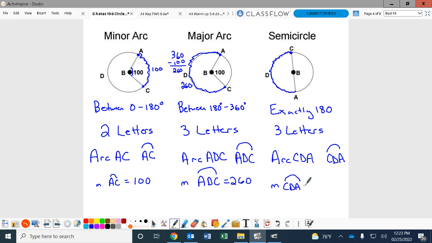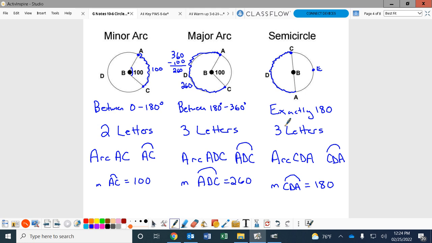Guys, the measurement of any semicircle is how much? 180 degrees. If I wanted to name the other side of this semicircle, could I? Why not? I don't have what? I don't have the middle. I don't have a point in the middle. I have to have another letter to name it. So I would have to have something else here to say, like arc CEA, to tell me to go on that side. Okay. Questions?